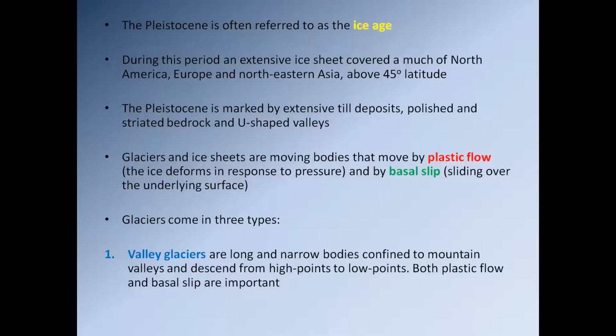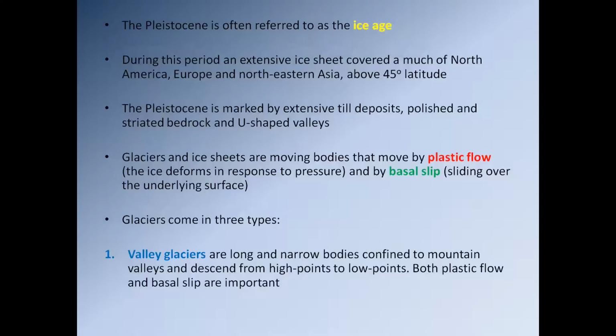And so we see lots of glacial deposits, we see lots of polished and striated bedrock, and the other thing we see are lots and lots of U-shaped valleys. So a U-shaped valley is produced by a valley glacier. They tend to form in mountains. And a valley glacier will produce a valley that has a very distinct morphology to it. Essentially, it looks like a U.